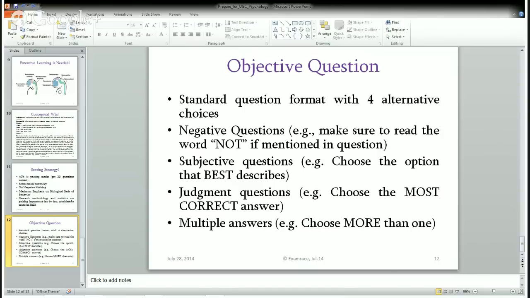Then some of the questions are subjective. That means the option says which of the following best describes the phenomena. Best describes means there can be 2 or 3 options that are correct, but which is most applicable. Okay, then there are questions based on judgment, which is the most correct statement. So you have to judge. Based on the question, you have to solve the problem.